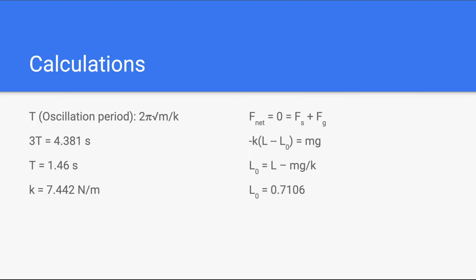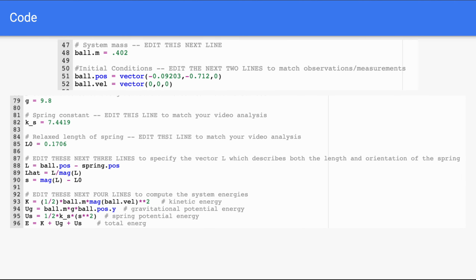And then I also solved for the original length of my spring with the net force in the y direction, which equals 0, being equal to the spring force plus the force of gravity. And I used the constants that I knew to solve for my original length.